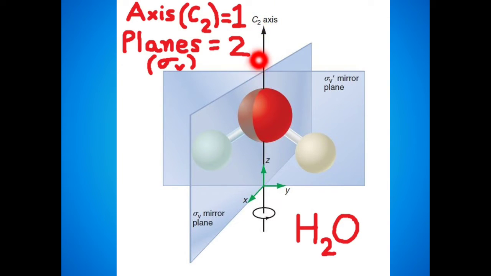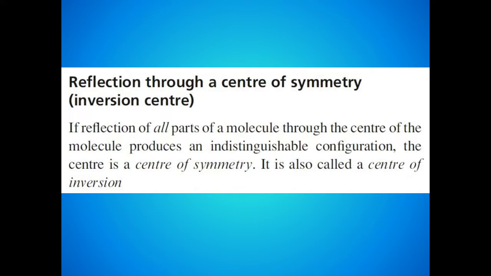You pass this axis, you do one 180-degree rotation and then one more 180-degree rotation, and then you will get the same molecule. So let us understand one more element of symmetry, that is called reflection through a center of symmetry, or inversion center. This element of symmetry is denoted by the letter small i. What do we mean by this? If reflection of all parts of a molecule through the center of the molecule produces an indistinguishable configuration, the center is the center of symmetry, and it is also called the center of inversion.